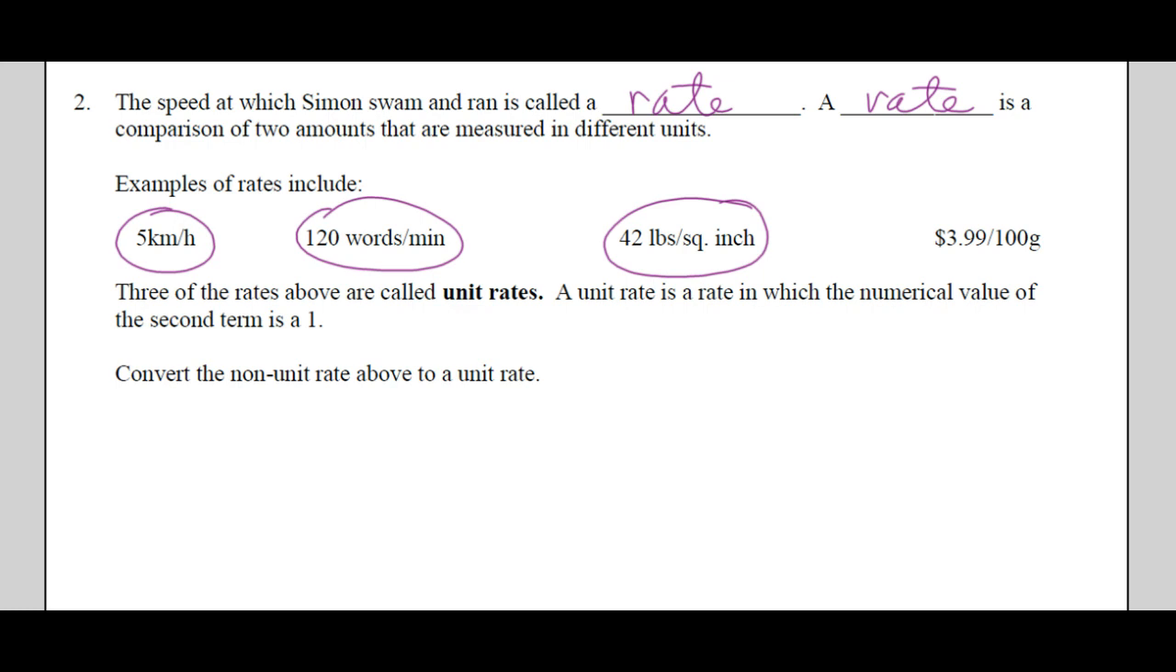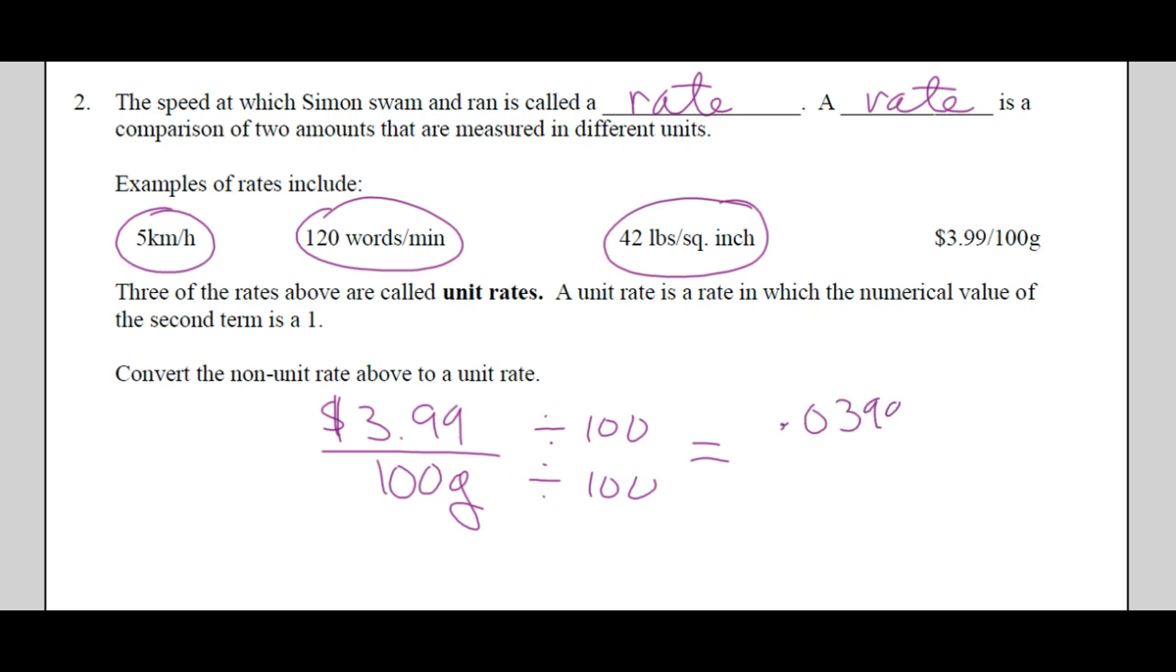Convert the non-unit rate to a unit rate. So how do we make this into 1 gram? Divide top and bottom by 100, right? So we've got $3.99 per 100 grams, right? So if we divide by 100, divide by 100, we get $0.0399 per gram. Right? Now what we might do then is convert this to 3.99 cents per gram, right? Go from dollars into cents. Makes sense.